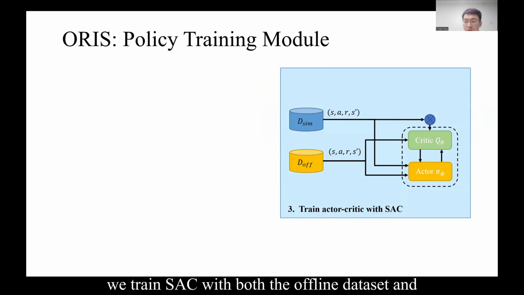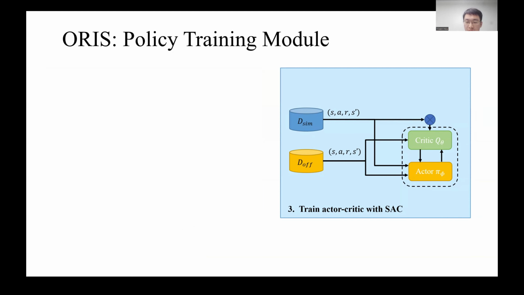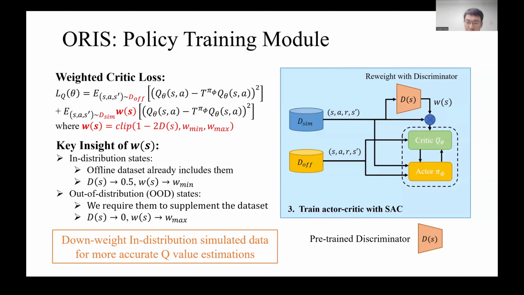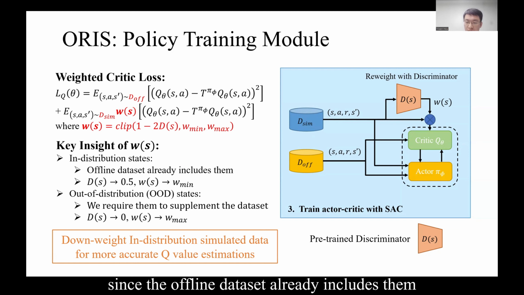During policy training, we train SAC with both the offline dataset and the collected simulated data. Here, we adopt a weighted critic loss with the discriminator to downweight potentially harmful simulated data. The key insight of the weight is that for in-distribution states, since the offline dataset already includes them, we downweight these samples to avoid inconsistencies in Q-value estimation. For out-of-distribution states, we require them to supplement the dataset, so there is no need to downweight them.